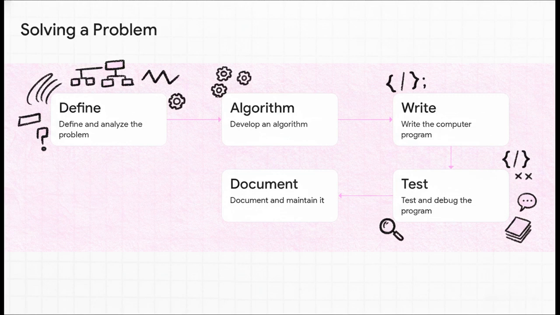First, you have to define and analyze the problem to ensure you have the absolute clearest understanding of the requirements. Second, you develop an algorithm. Third, you finally write the computer program based on that algorithm. Fourth, you hunt for errors by testing and debugging. And fifth, you document and maintain the program so other people can actually use it. This structured approach is exactly what separates good programming from totally chaotic guesswork.